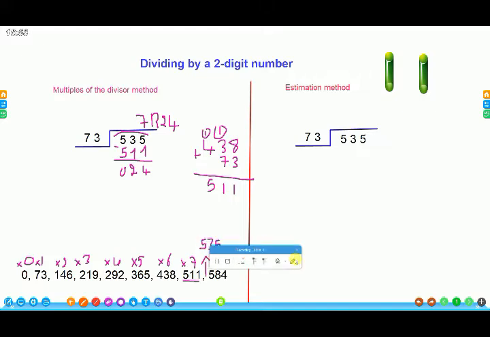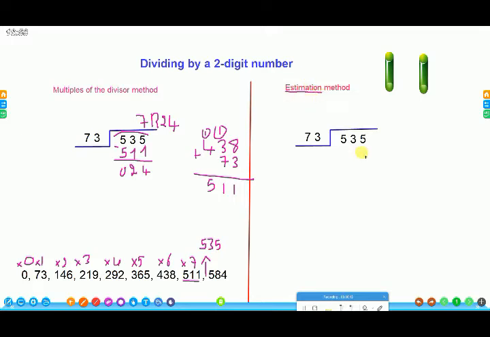So now we are going to continue. We will perform the same division, same example, 535 divided by 73, but this time using the estimation method. Estimating is, in fact, trying to guess mentally how many groups of 73 we can make with 535. But of course, we don't know, since we didn't memorize the multiplication table of 73. That's why we are going to learn, in such an example when we have a two-digit divisor, how to estimate a quotient.